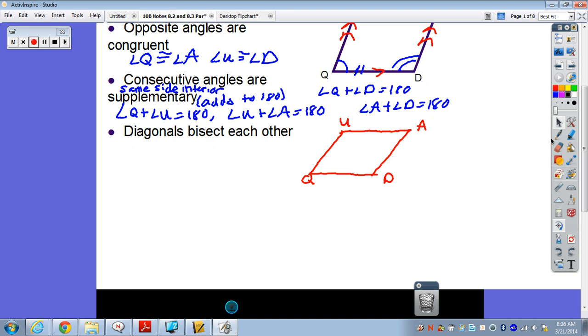The last thing we know is diagonals bisect each other. For diagonals bisecting, I have to draw the diagonal. A diagonal stretches across from one corner to the other of a quadrilateral. So we have 2 diagonals for this parallelogram, and I'm going to call the point that they intersect E. And so the diagonals bisect. Bisect, remember, means cut in half or divides into 2 equal segments. So in this case, UE and DE are going to be equal. And then the other diagonal would be AE and QE would be equal.